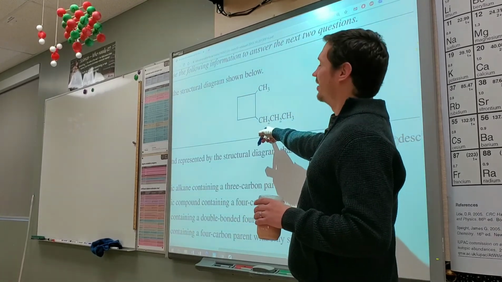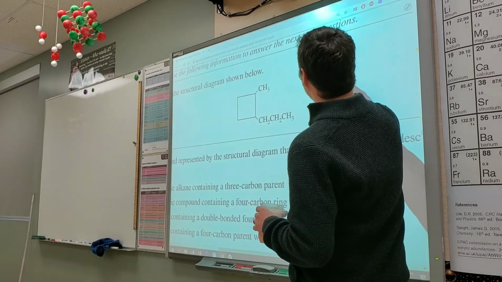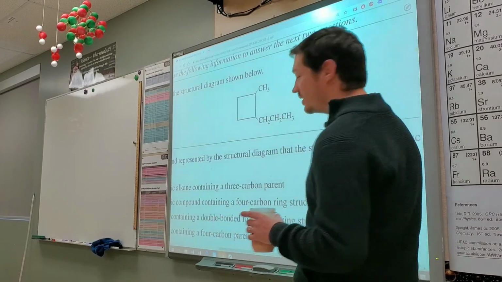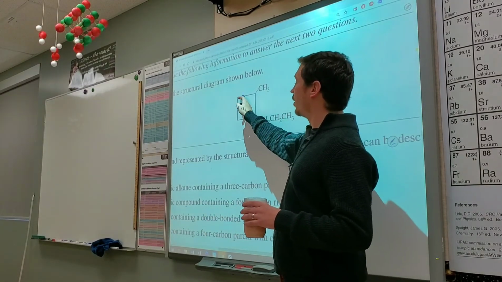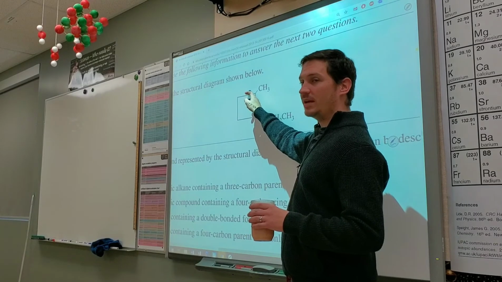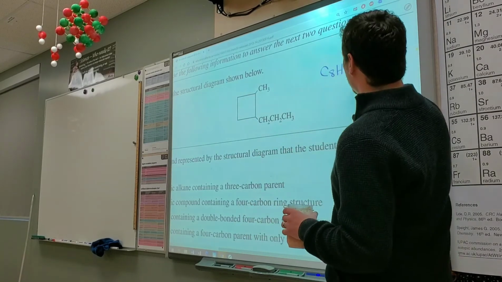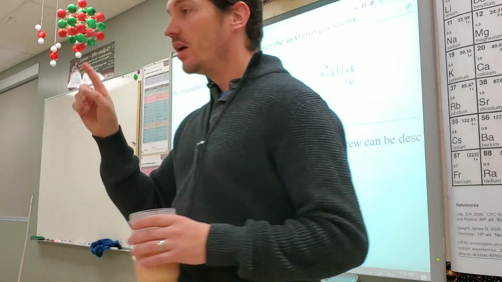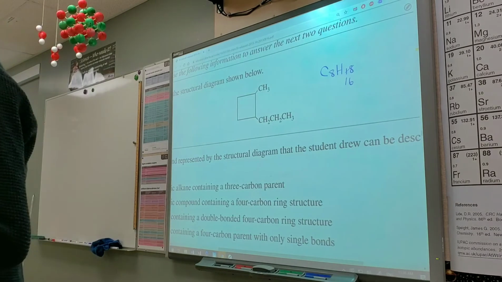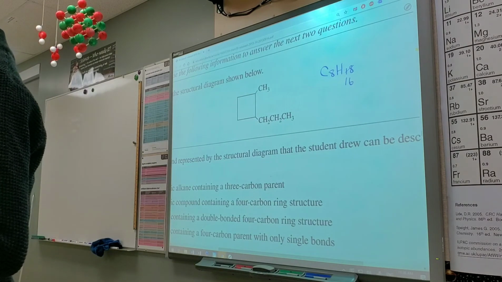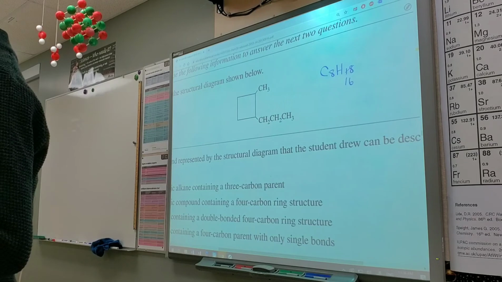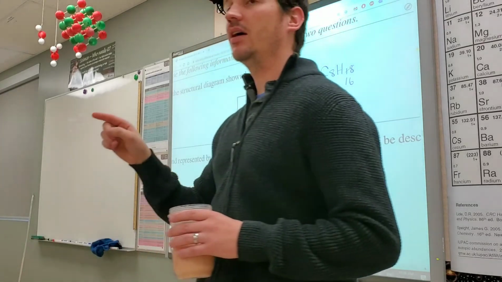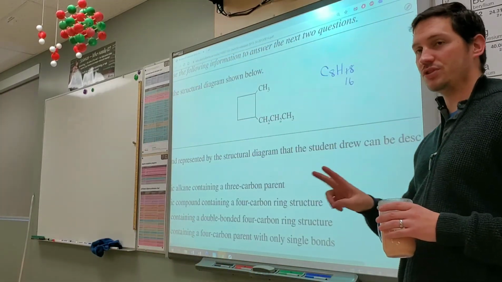How many carbons are here? 8. So C8, and it should be H18, right? But because there's a ring, how many hydrogens have we lost? 2. So it's actually 16. So you're looking for a structure that has either one ring or one double bond. Do we remember that from yesterday? A double bond has the same effect as a ring. They both lose 2 hydrogens.